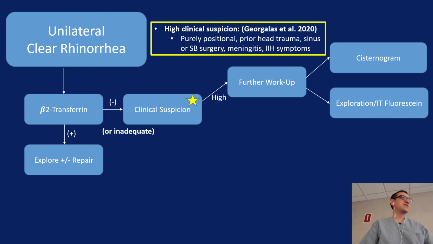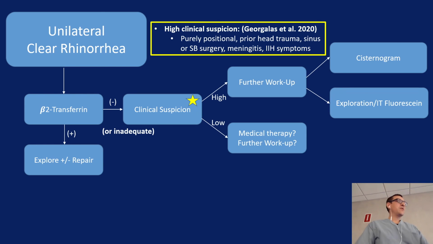That's where it gets into what you've learned, what you've done, what your institution can do, whether you get cisternograms or explore patients with or without intrathecal fluorescein. For low clinical suspicion, that's when we might think about other types of medical therapy. Do we do further workup? This is a gray zone that's not really teased out well in the literature.